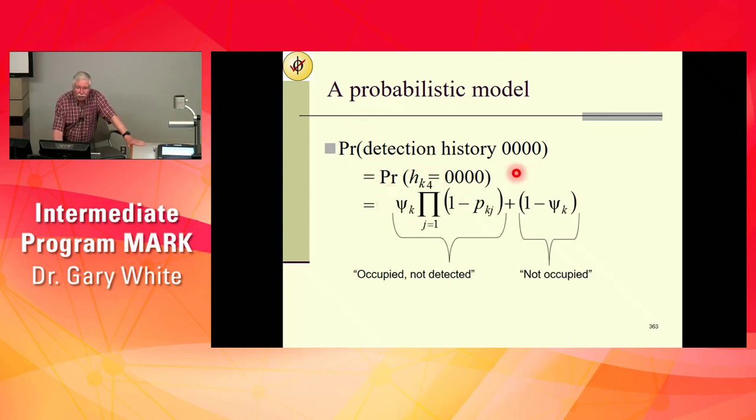What's the probability of having a history of all zeros? Well, it could be occupied with probability psi. And it would just be that product of the 4 1 minus p's, right? But you could be not occupied, so it could have a probability of 1 minus psi, if that's what explains it. That might look a little bit like mixture models yesterday, and in fact it is. One of the things about occupancy models is they are mixture models. You've got a mixture of occupied sites and unoccupied sites.